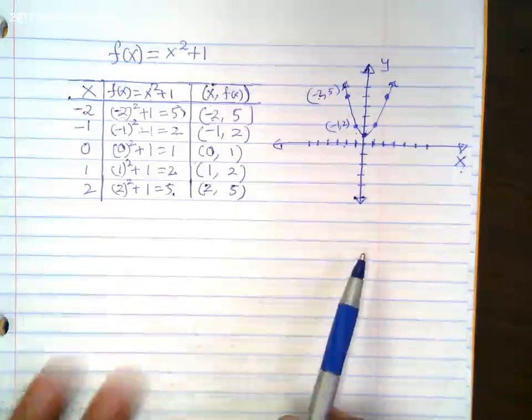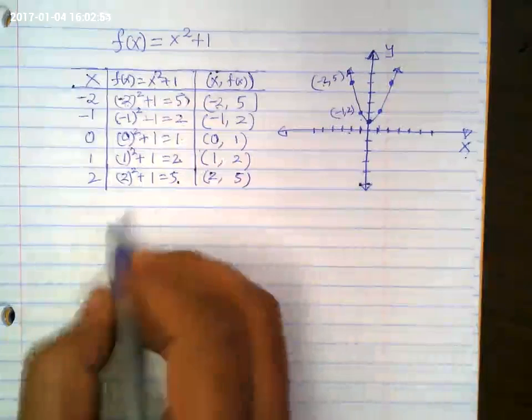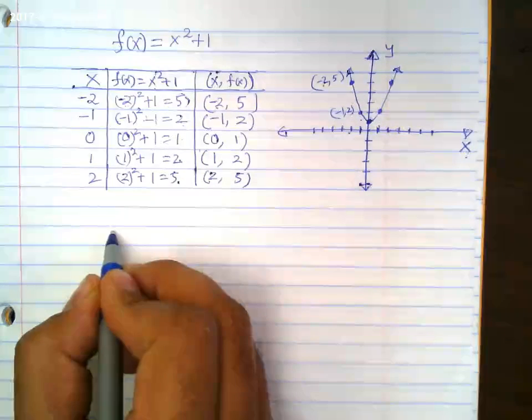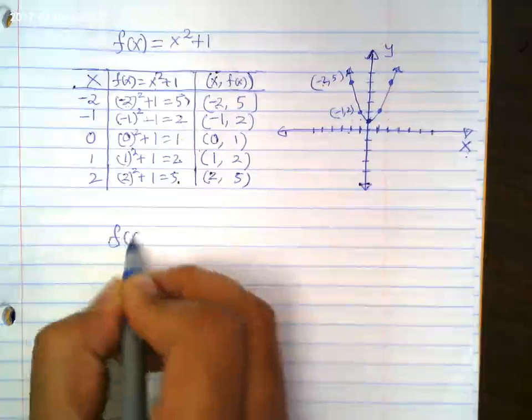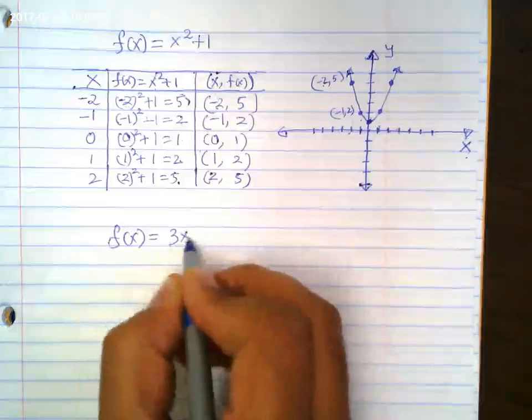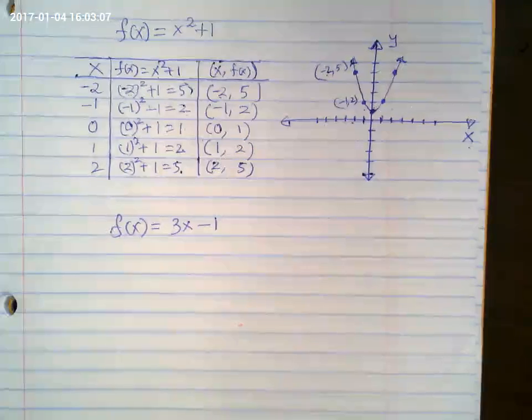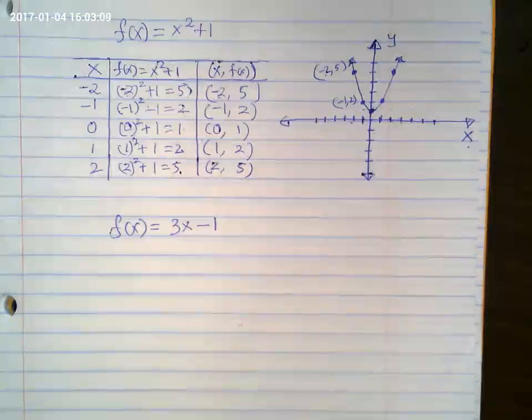And right now, can you try the exact same way? Please try this one for me. I'm going to give you, how about f(x) equals 3x minus 1. Let's do this one: f(x) equals 3x minus 1. Thank you.